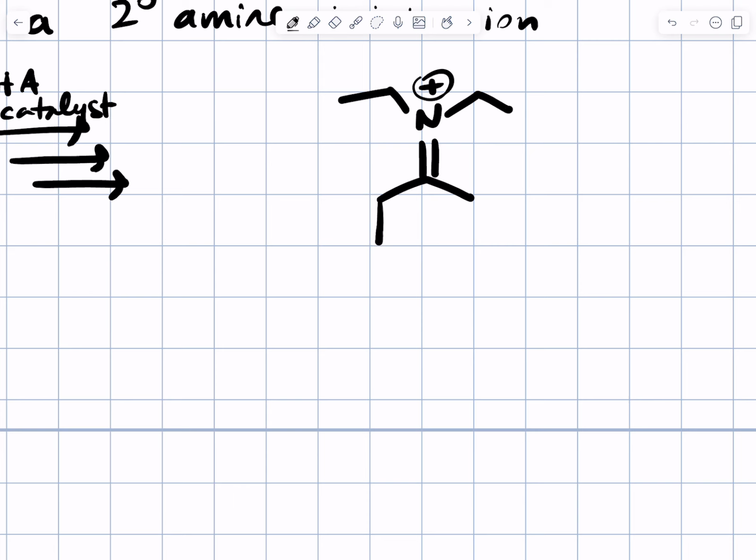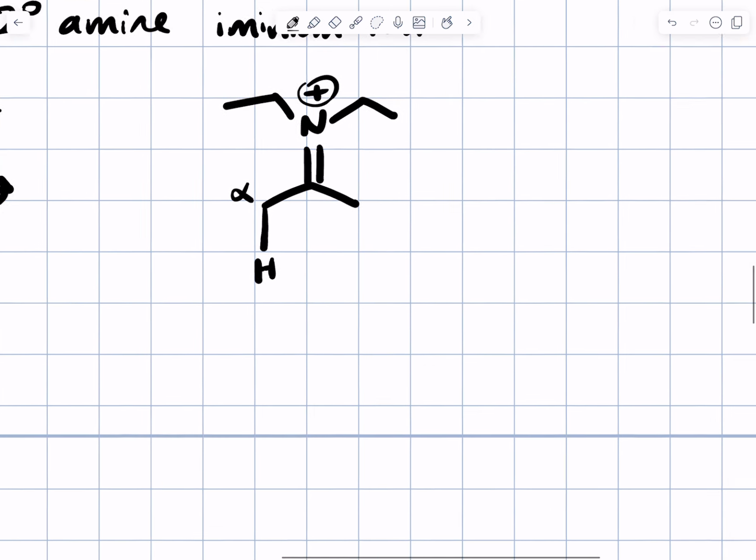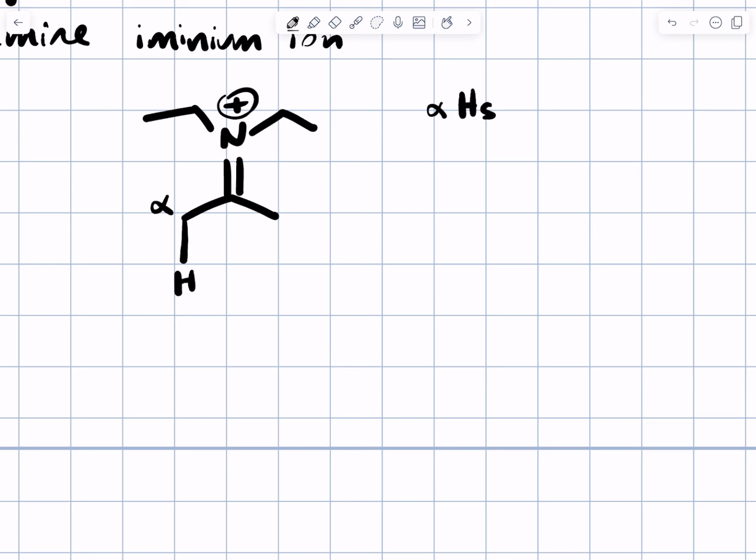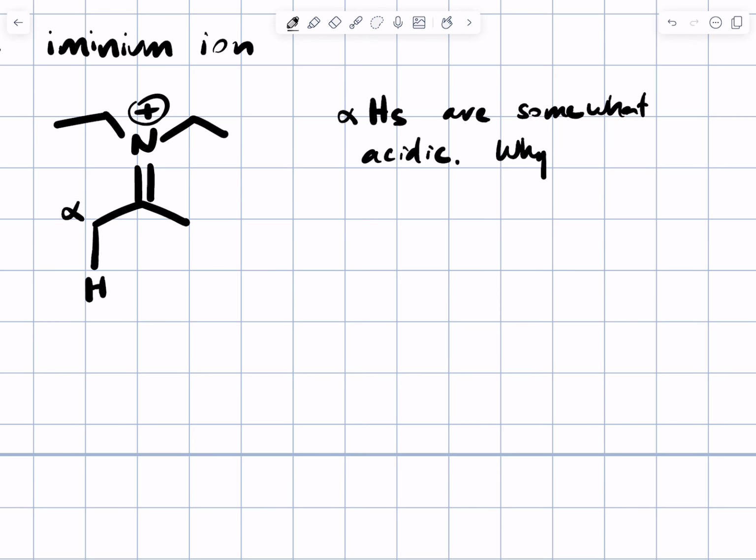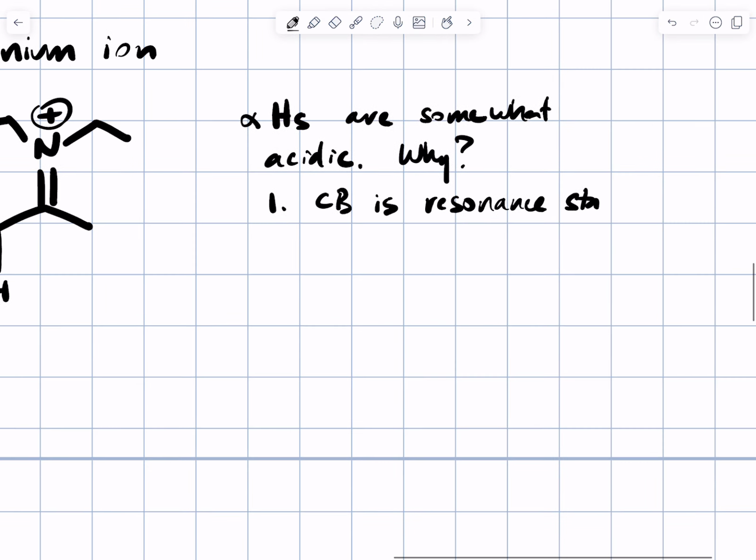Well, our attention shifts to the alpha proton. For reasons we talked about a long time ago, meaning 5 or 6 lectures ago, protons that are alpha to carbonyls are somewhat acidic, more acidic than you would expect for an sp3 hybridized carbon-hydrogen bond. And the reason for that is, first, the conjugate base is resonance stabilized. That is the simplest explanation.